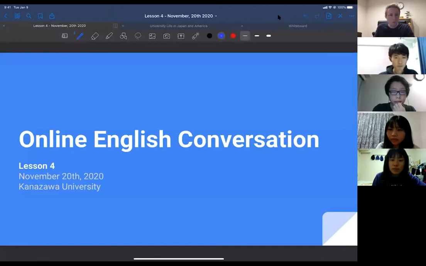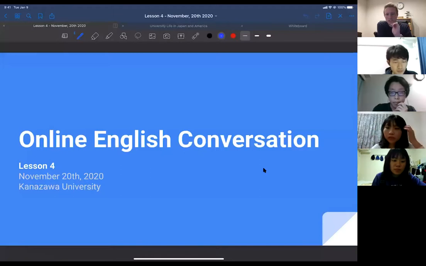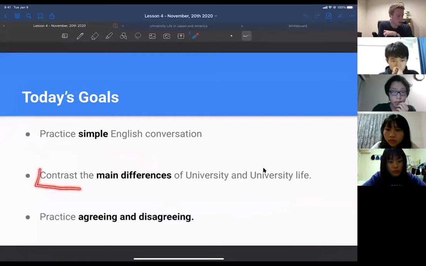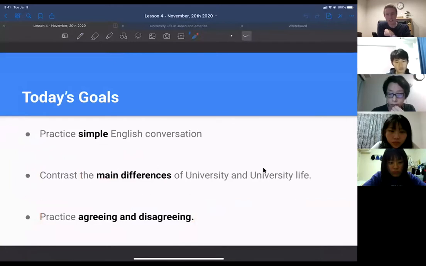Today I've got some different things for us to do, but we are going to try a slightly different style of lesson. So let me show you my presentation. So today is our 4th lesson, and here are our goals. Of course, always our goal is to practice simple English conversation. Every time our goal is to talk as much as possible. But today we're going to focus on contrast, the main differences of university and university life. So we're going to talk about things that are different. And the last thing we're going to do is practice agreeing and disagreeing.